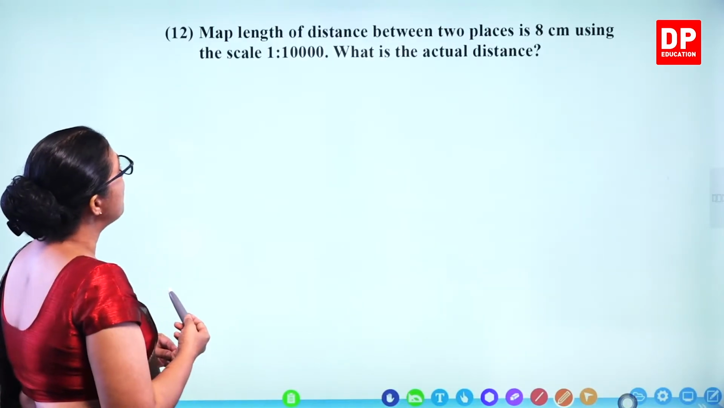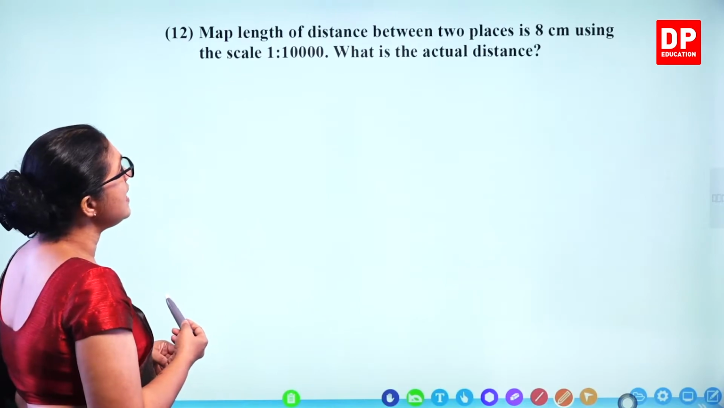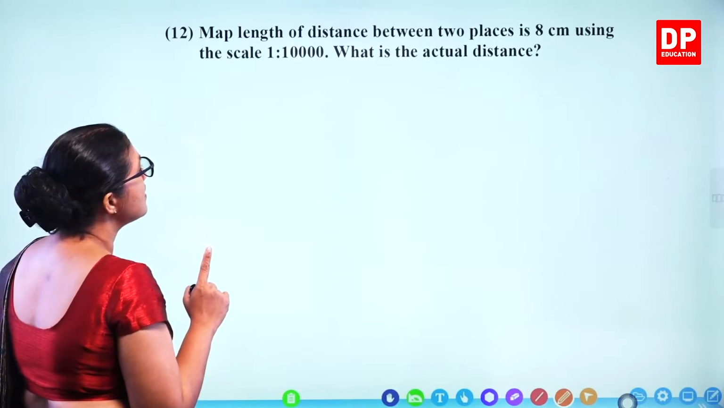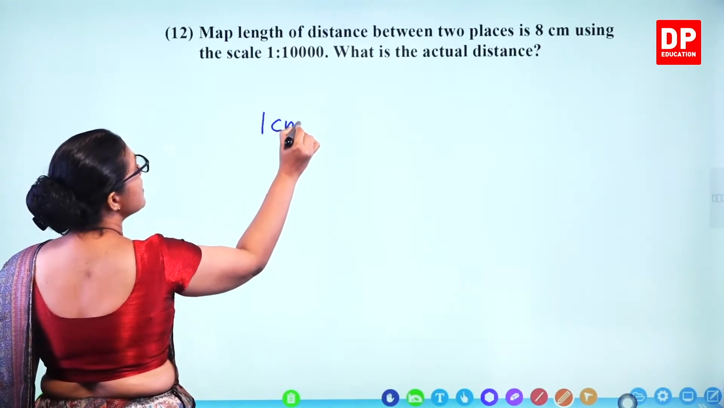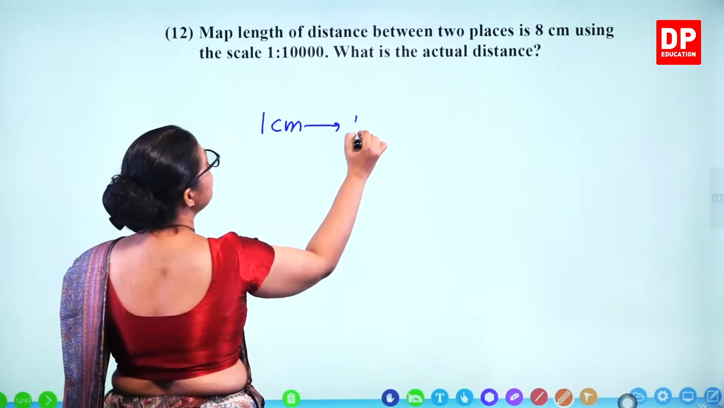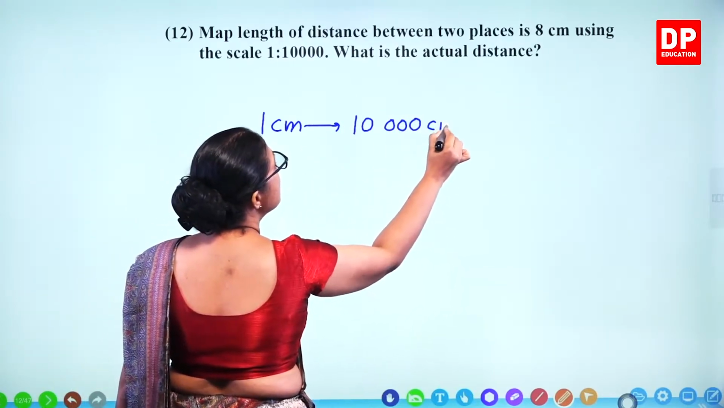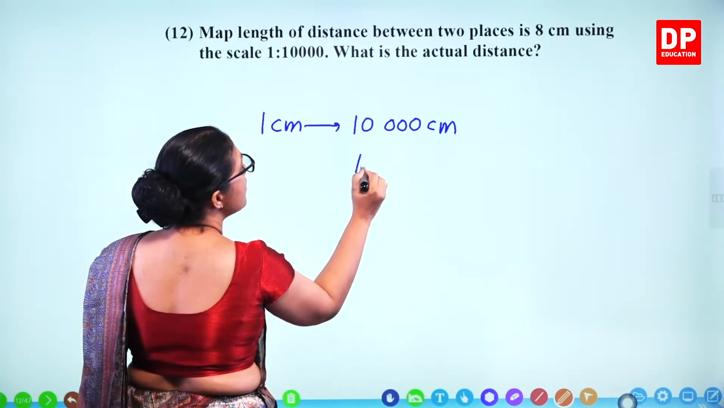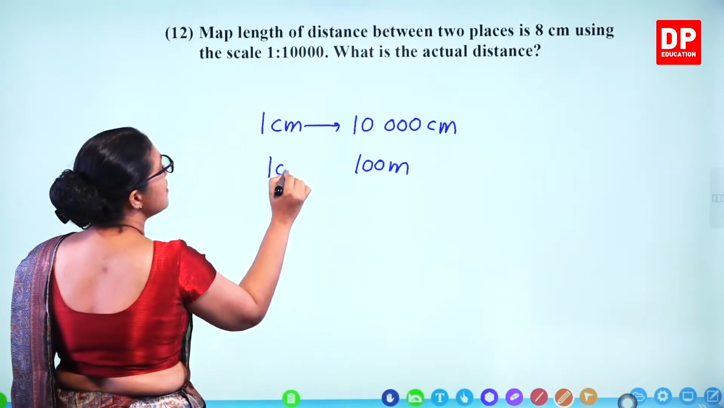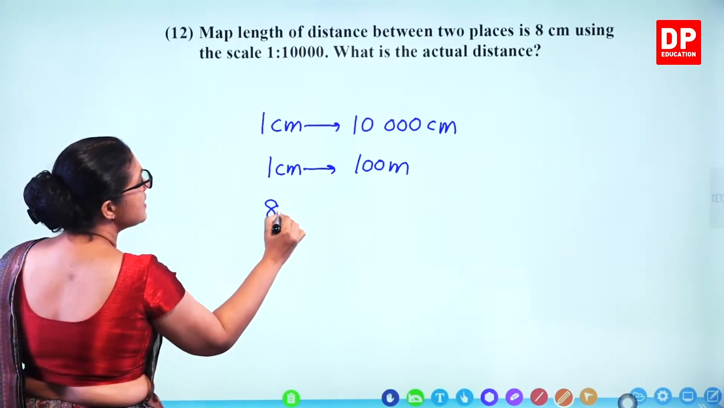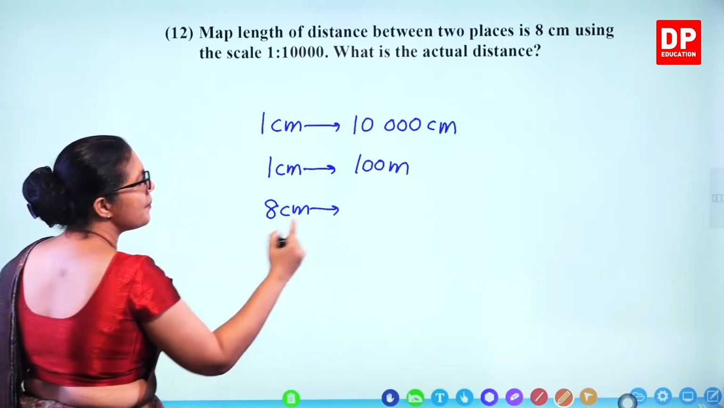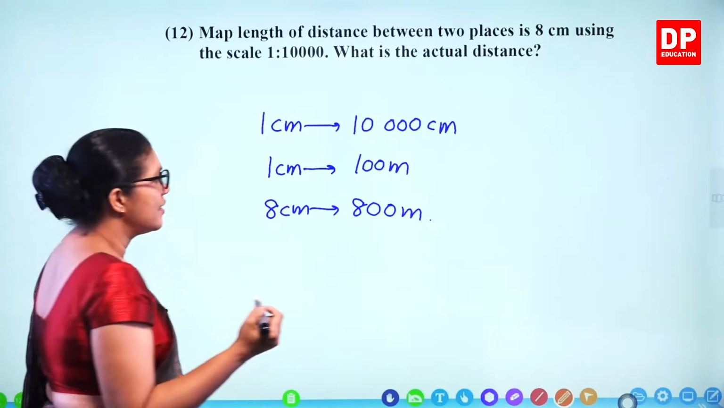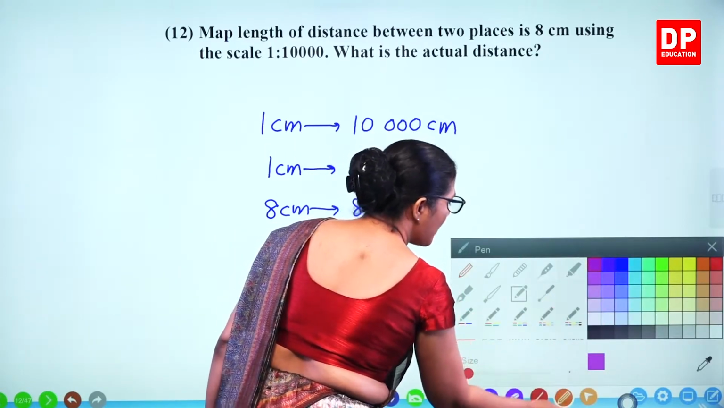Question number 12. The map length of the distance between two places is 8 centimeters. Using the scale 1 to 10,000, what is the actual distance? 1 centimeter represents 10,000 centimeters. Convert to meters, divide by 100. So 100 meters is 1 centimeter. If the map length is 8 centimeters, what's the actual length? 100 meters multiplied by 8, so 800 meters. So you get 2 marks for that.